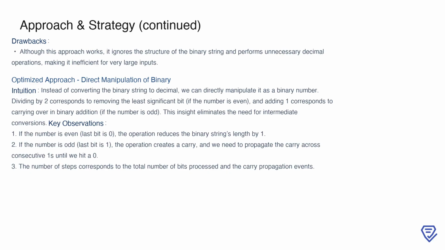By observing the binary structure, two main insights emerge. First, when the last bit is 0, it's an even step that simply reduces the binary string's length. Second, when the last bit is 1, the carry propagation can span multiple bits before the next operation. These insights allow us to process the binary string more efficiently, with operations tied directly to the binary representation.